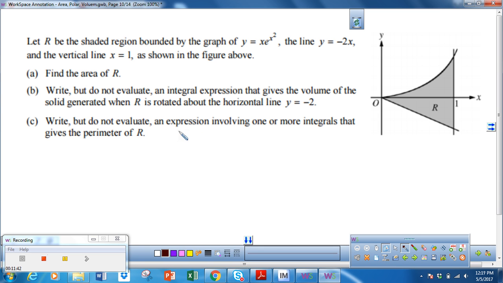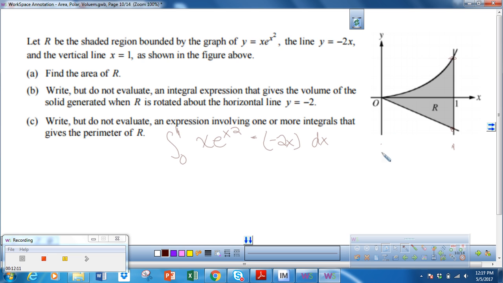Okay, so to find the area, we have this exponential function and this linear function. So the area is going to be upper curve minus lower curve, and we're told that the bounds are 1 because these are x values, so I know this is 1. So I'm going to integrate from 0 to 1, my curve on top minus my curve on the bottom, dx.